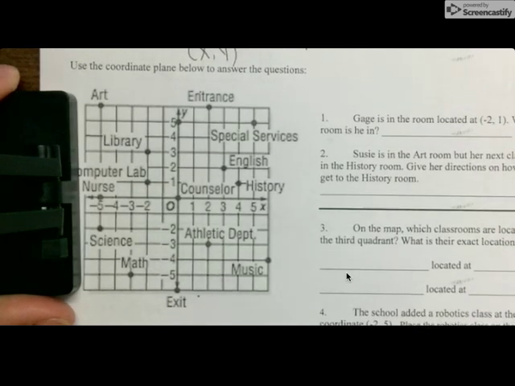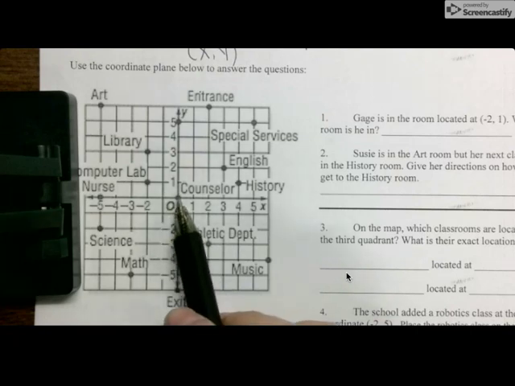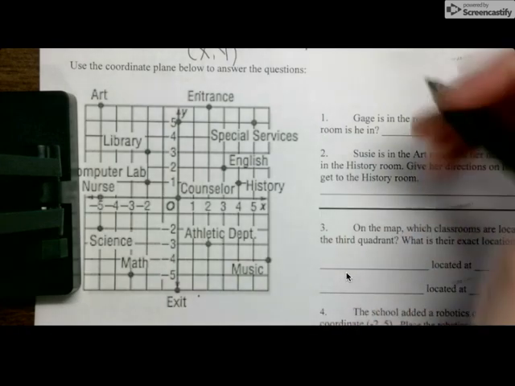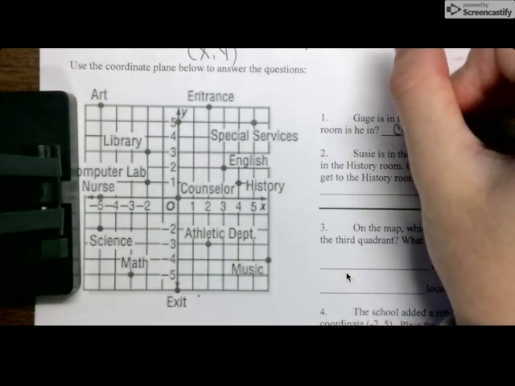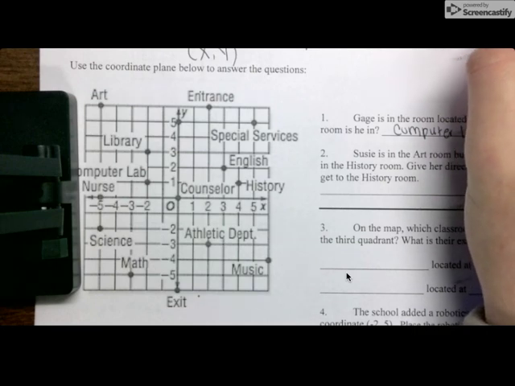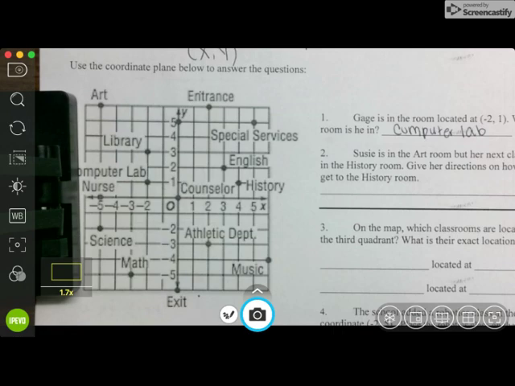So the first number is the x, the second number is the y. So we're going to look at this graph and answer these questions. Gage is located at -2, 1. What room is he in? So we start at 0, 0, go to -2, up to 1. He is in the computer lab. Let me pull this out a little bit.